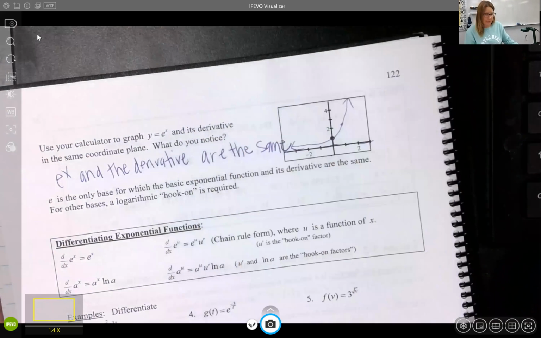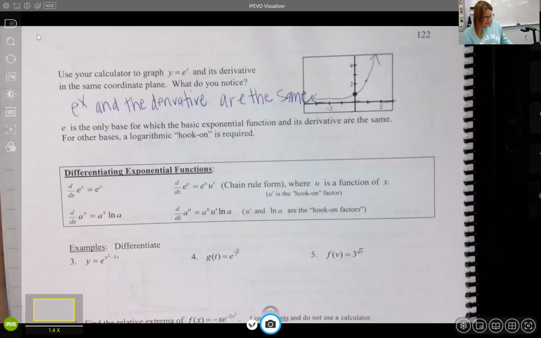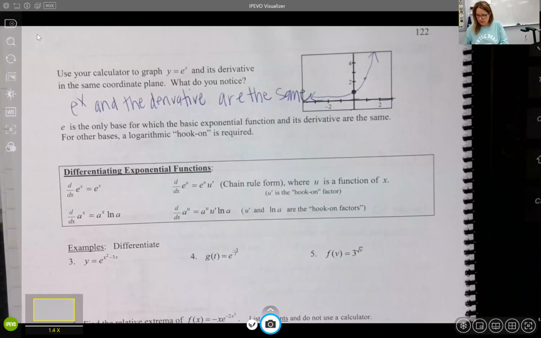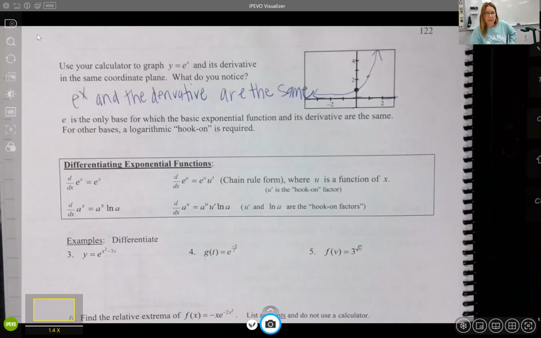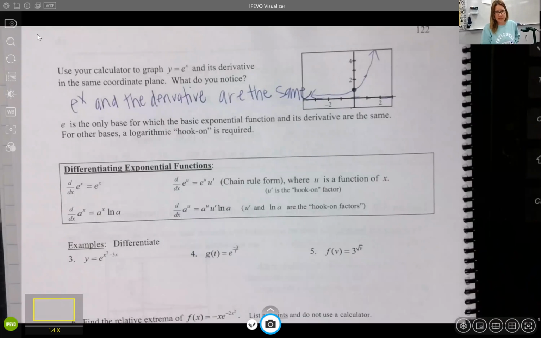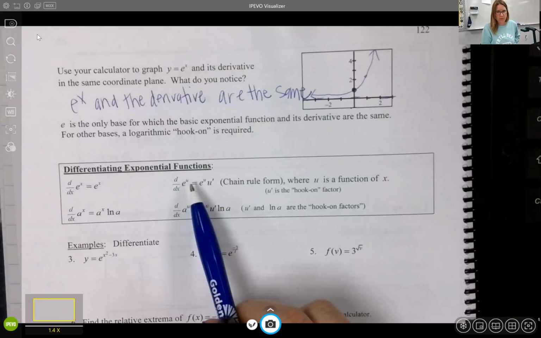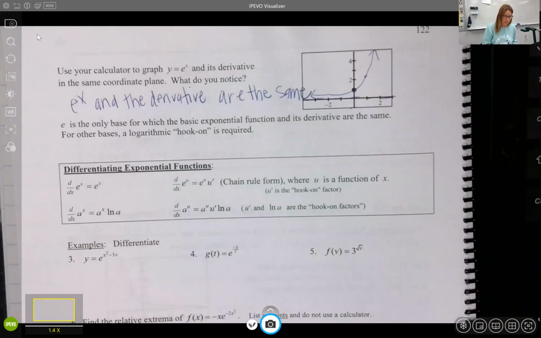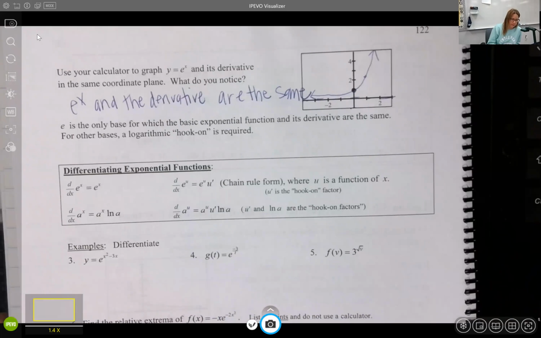Okay, e to the x and its derivative are the same. So whenever I take the derivative of e to the x, I don't have to do anything. Now, it's obviously not going to be that easy because we're probably going to throw e to the u in instead of e to the x. So then we have to do the derivative of the u. Okay, so we're just taking derivatives here.